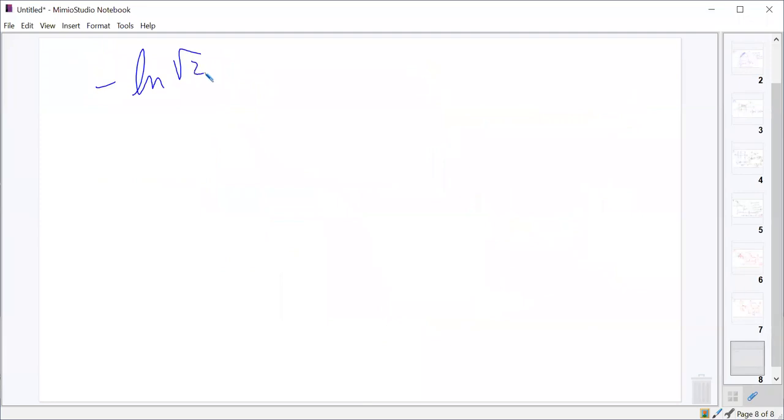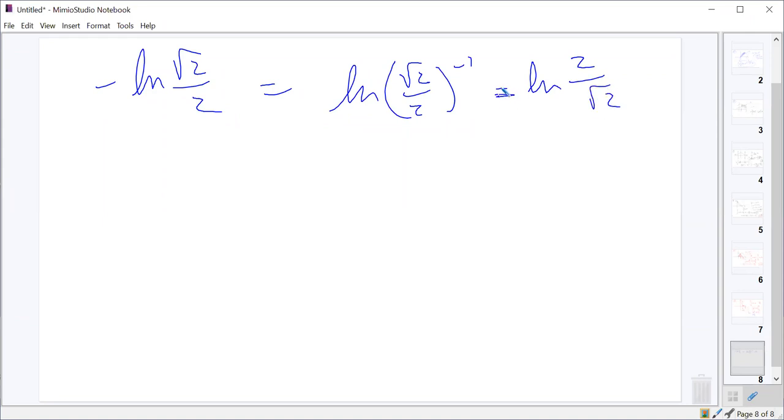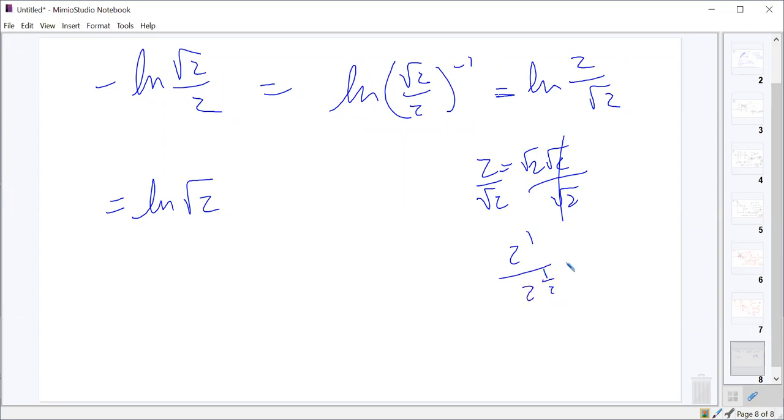Negative ln root 2 over 2 is the same as ln of root 2 over 2 to the negative 1, which would be the same as ln of 2 over root 2, which is still not an answer choice, right? Negative exponent means you just flip it. But 2 over root 2 is the same as root 2, since 2 over root 2 could be written as root 2 times root 2 over root 2, cancel them. Or 2 to the first over 2 to the 1/2 is 2 to the 1/2, root 2.